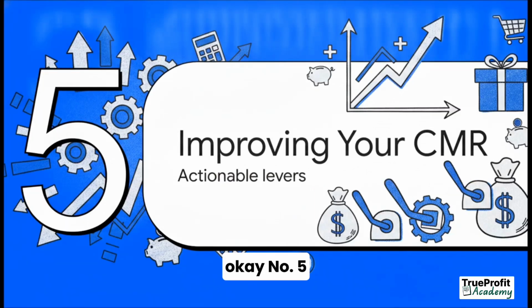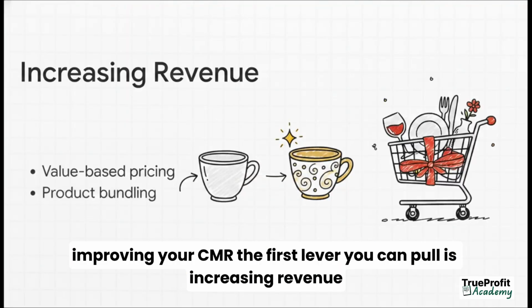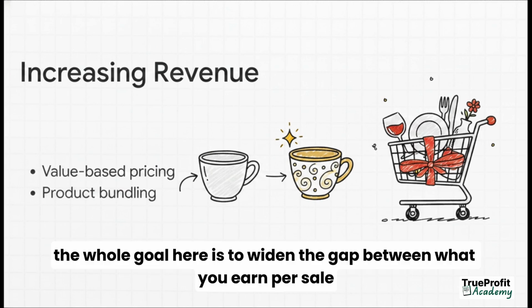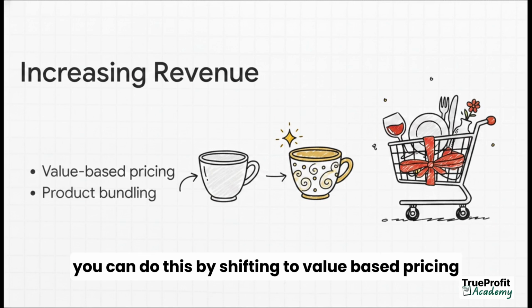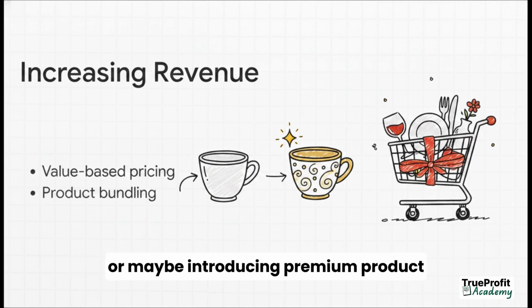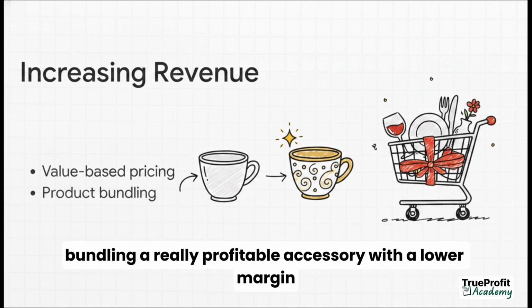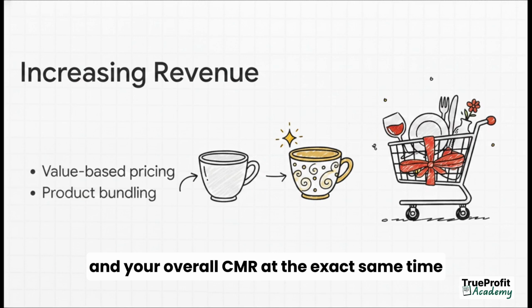Okay, number 5, improving your CMR. The first lever you can pull is increasing revenue without a proportional spike in costs. The whole goal here is to widen the gap between what you earn per sale and what it costs to deliver it. You can do this by shifting to value-based pricing if your brand commands it, or maybe introducing premium product variants that don't cost much more to produce. Product bundling is another fantastic option. Bundling a really profitable accessory with a lower margin main product is a great way to lift your average order value and your overall CMR at the exact same time.